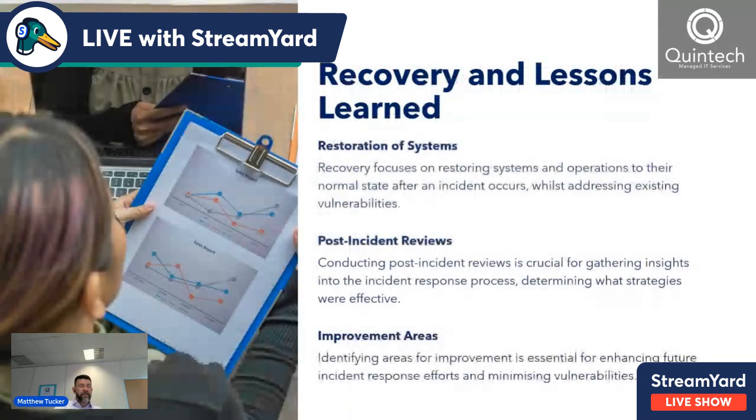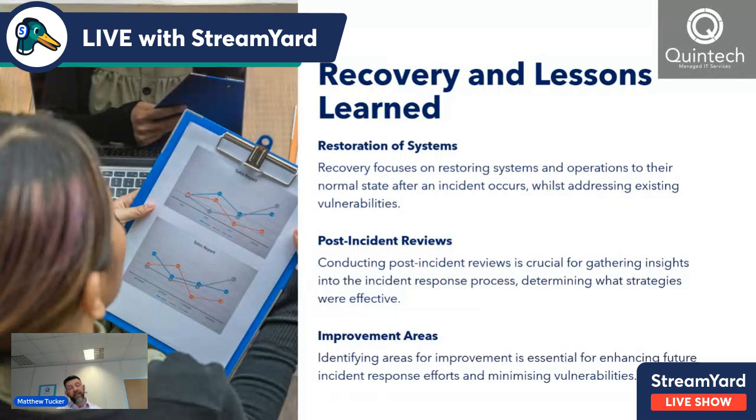So we need to make sure once it's contained and eradicated that we have a process in place to restore our systems. We need to get our systems back online and the operations of the business working in a normal state after the incident occurs. We can then address the existing vulnerabilities if there are further ones, and we can start to learn from that process. So post-incident review: we can then sit down, go through exactly what happened, how it happened, where the gatekeeper was that this attack came through.